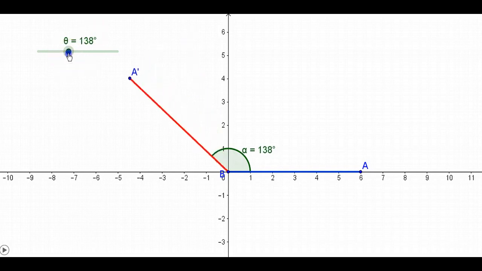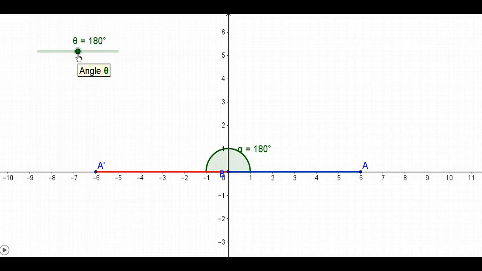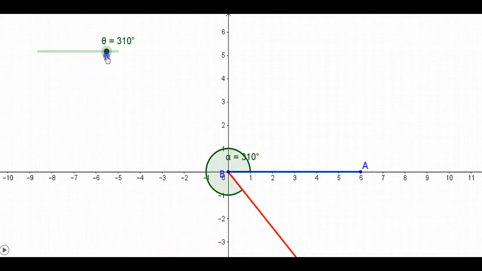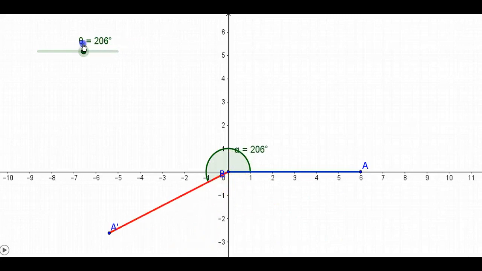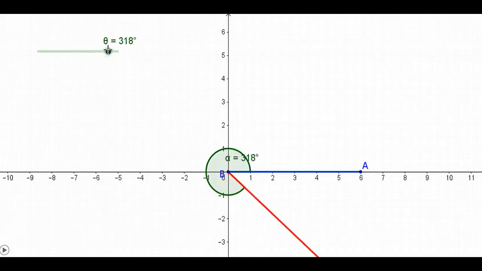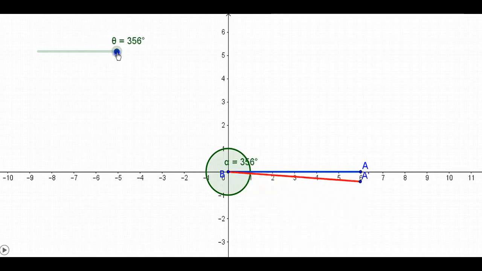Okay, good. Now the moment it hits 180 exactly, they will give it a new name. We call it straight angle. So straight angle is an angle of 180 degrees. When it travels a little beyond 180 or far beyond 180, then all those angles before it hit 360 are called reflex angles. And so angle of 196 degrees is a reflex angle. Angle of 232 degrees is a reflex angle. Angle of 318 is a reflex angle, and it goes on and on until we hit 360.